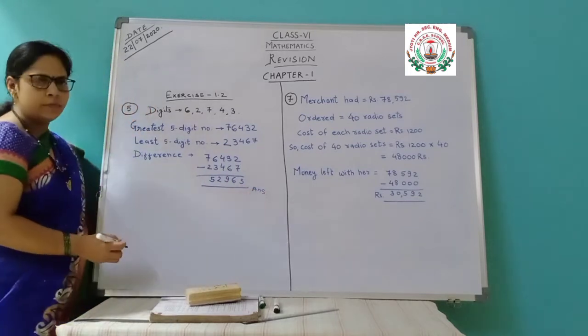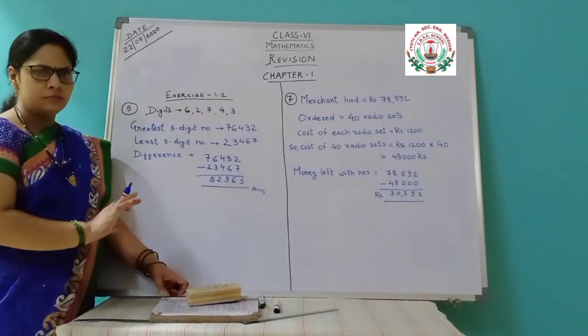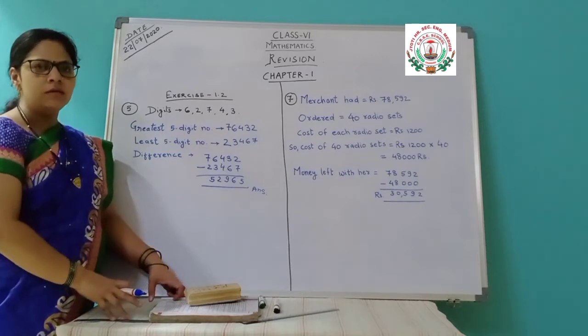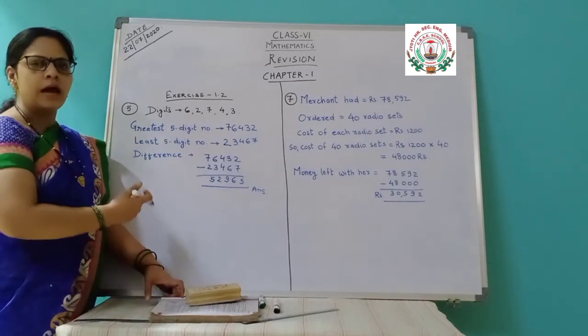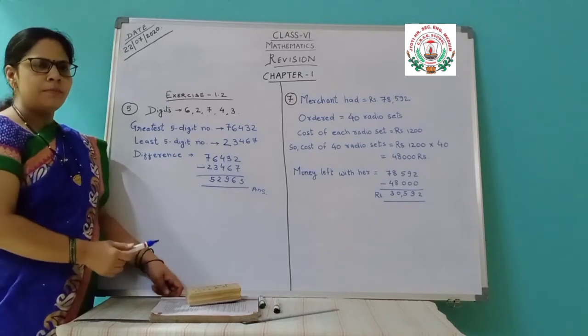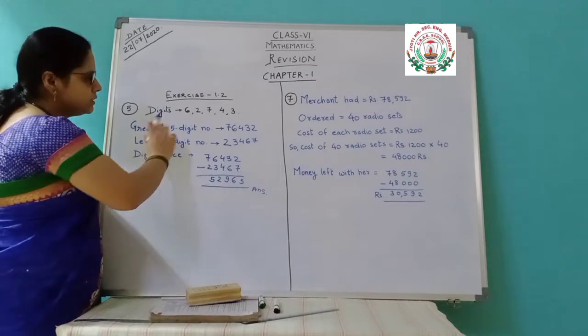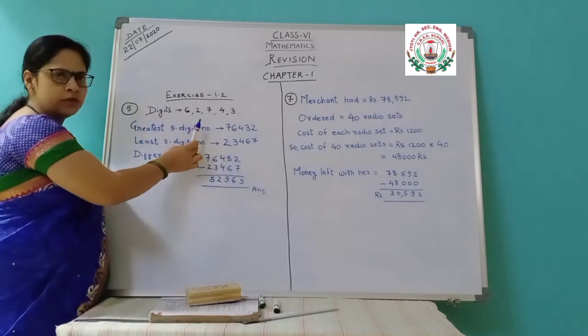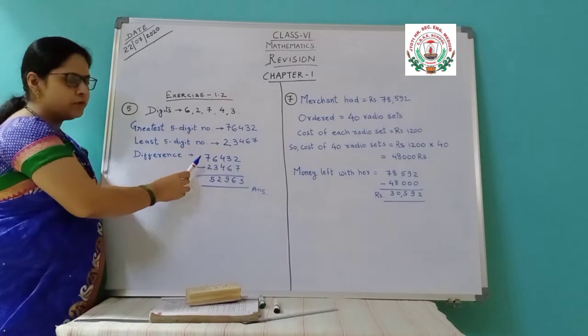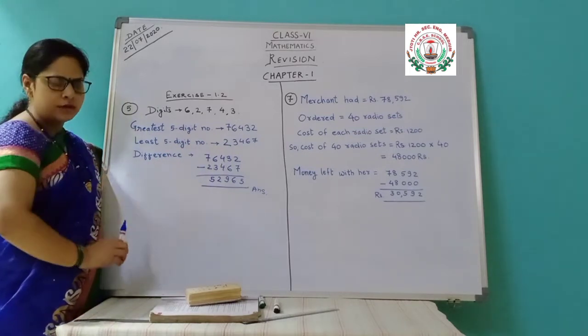As it is a statement question, you will be writing statements. Statements can vary, meaning there can be a little difference from student to student, or from what I am giving in your copy or what you are having in your textbook. It may be a little different. You can write in your own language also. So this is the main thing: finding out the greatest 5-digit number, the smallest 5-digit number, and then finding out the difference between them. This is your answer.